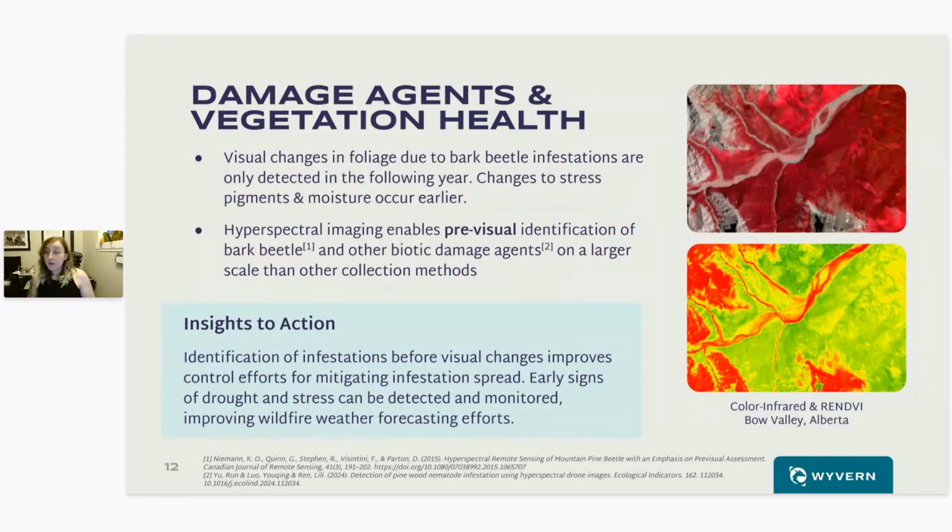The other thing I want to touch on is forest damage agents and vegetation health. About 5 years ago, mountain pine beetle was a very big thing here in Western Canada. Bark beetles are a big thing across the world. Let's take a segue here to understand the bark beetle life cycle.